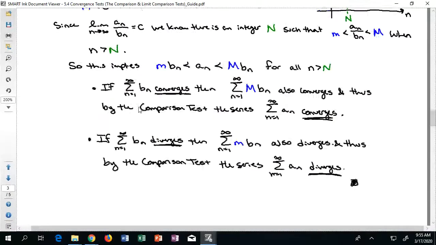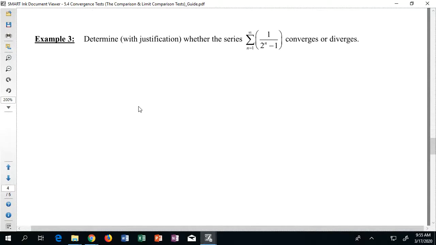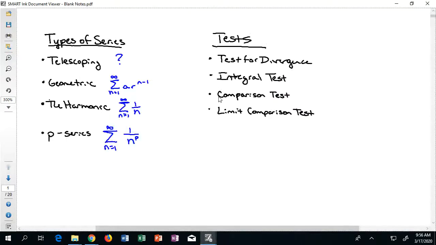All right, so we're going to pick up here by taking a look at example number 3. Determine with justification whether this series converges or diverges. Now here I'm going to point out one of the most important things that you can begin to highlight for what to do when we're looking at this comparison test that's new and this limit comparison test. Because a lot of times people struggle to understand when we would use either of these.